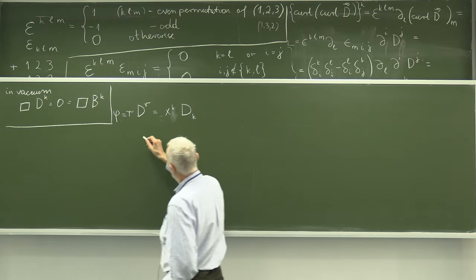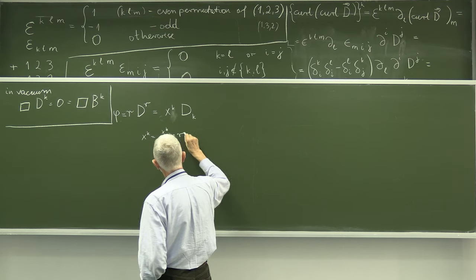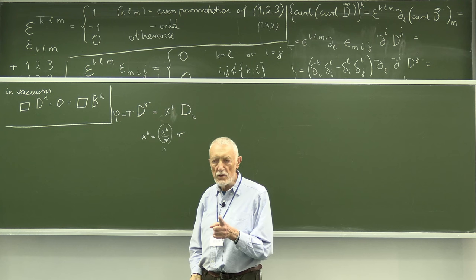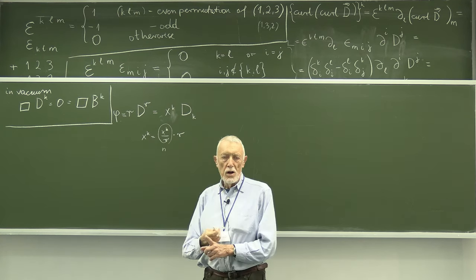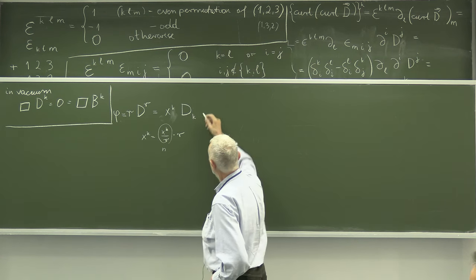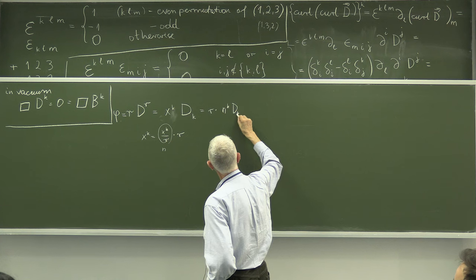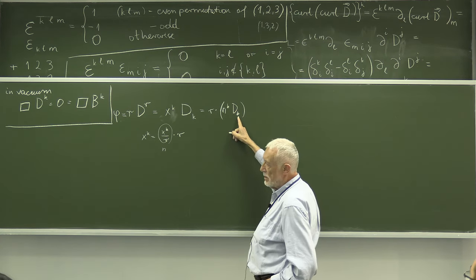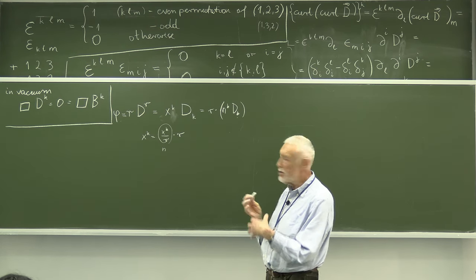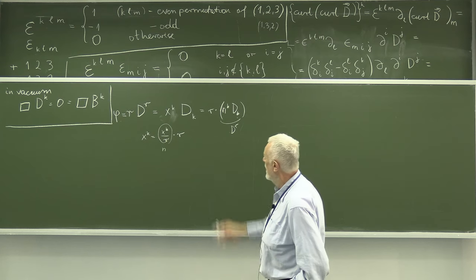Why? Because x_k may be represented as x_k divided by r multiplied by r. And what is that? This is the vector which is a unit vector. So this is a vector orthogonal to each sphere. Yeah? So this is nothing but r times n_k times D_k. So the projection of D on the radial unit vector is nothing but D_r, yeah, the radial component of that. Yeah? So you understand.